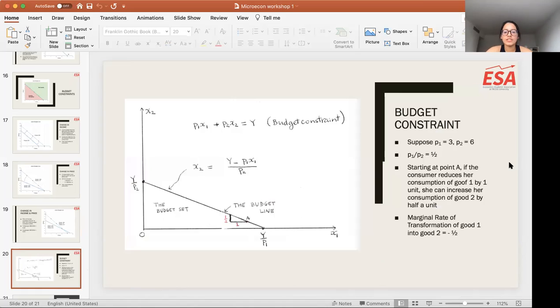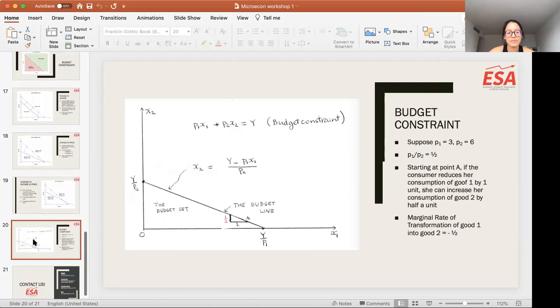Yeah, so this is just another representation, because in the examples I just did it with the intercepts, but this is what it looks like if they ask you to label the curves. You would do y over p2 for the y-intercept and y over p1 for the x-intercept. Labeling is important, so this slide is what you should use to label your graph. And p1 over p2 is a half. So basically, it's the marginal rate of transformation of good 1 into good 2, which is basically it.